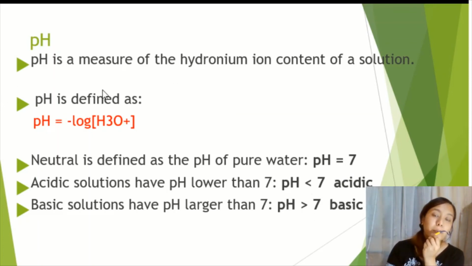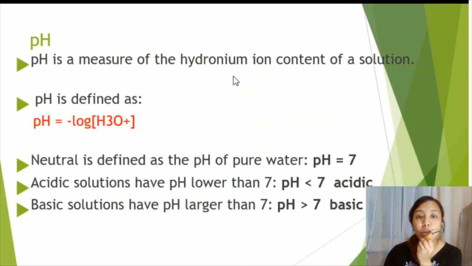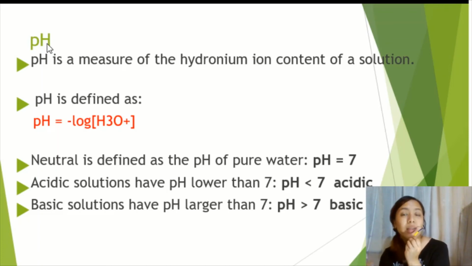But the definition of pH is a measure of the hydronium ion content of a solution. So as you derived earlier from the water dissociation constant, you concluded that your hydronium and hydroxyl ions each have a 1.0 times 10 to the negative 7 molar concentration. So this now represents your pH. When we talk about pH, this is the negative log of your hydronium concentration, which here would be 1.0 times 10 to the negative 7.